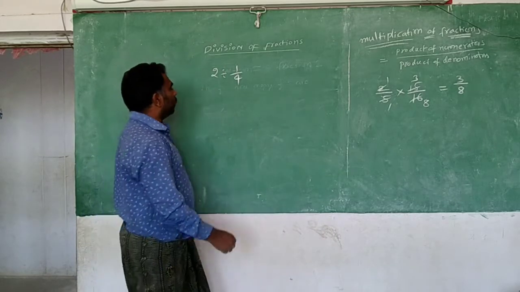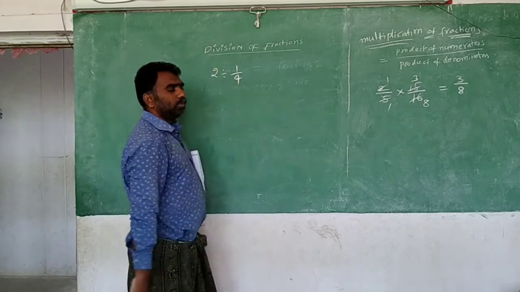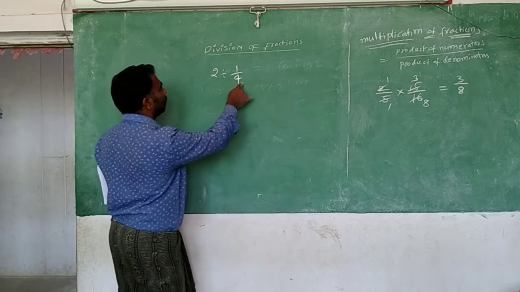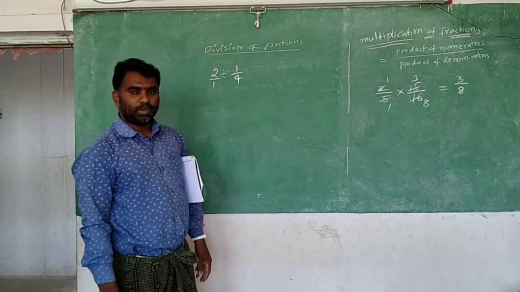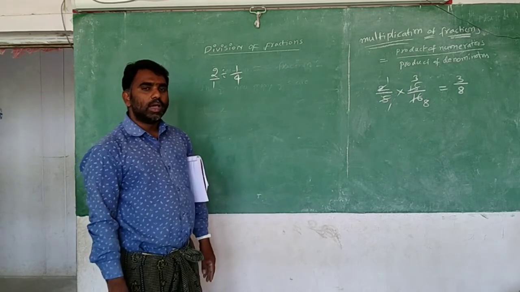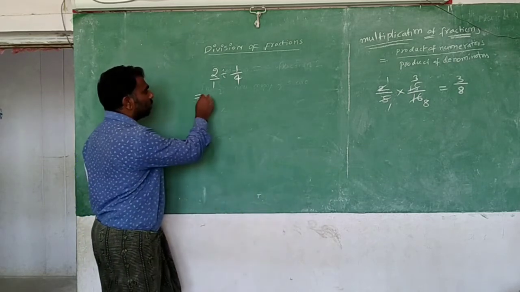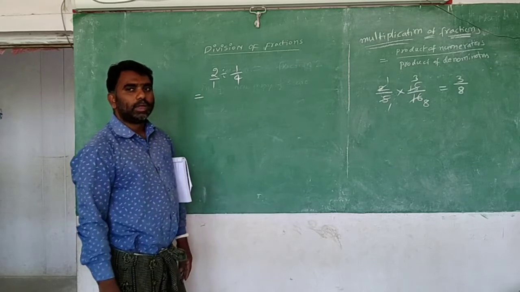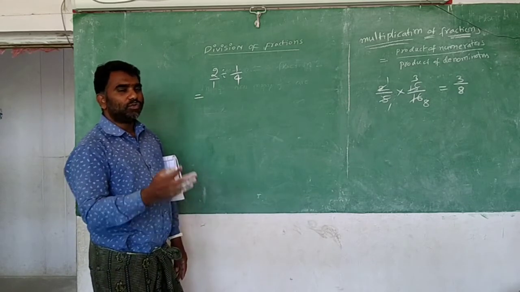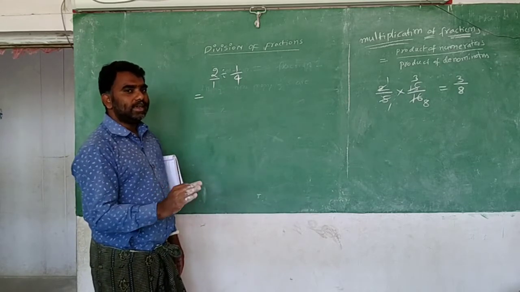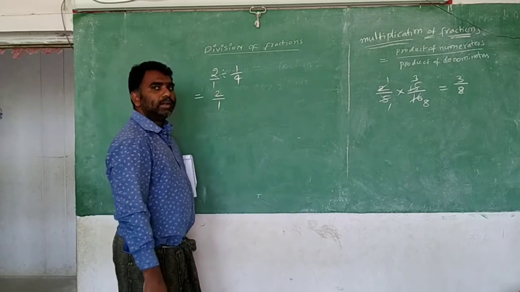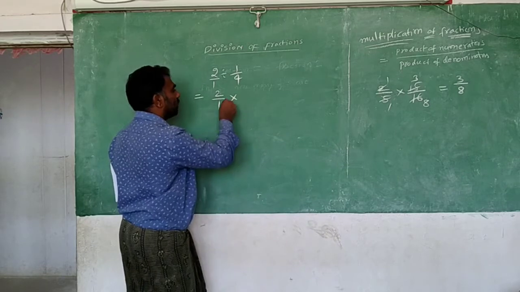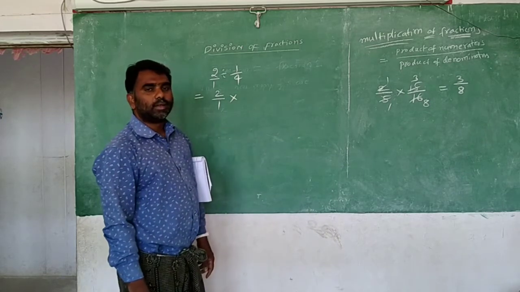So first of all, try to write everything in fraction form. Here this is in fraction form, but this is not in fraction form. Write it in fraction form, that is, as 2 by 1. Now I said to you, convert into multiplication form. What should we do? First fraction as it is. Division will be converted into multiplication.